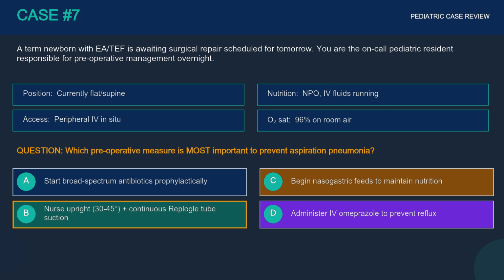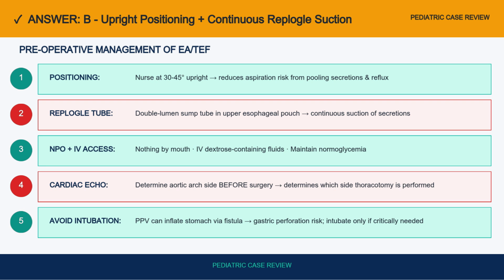Option A, start broad-spectrum antibiotics prophylactically. Option B, nurse upright at 30 to 45 degrees plus continuous Replogle tube suction. Option C, begin nasogastric feeds to maintain nutrition. Option D, administer intravenous omeprazole to prevent reflux. The correct answer is option B.